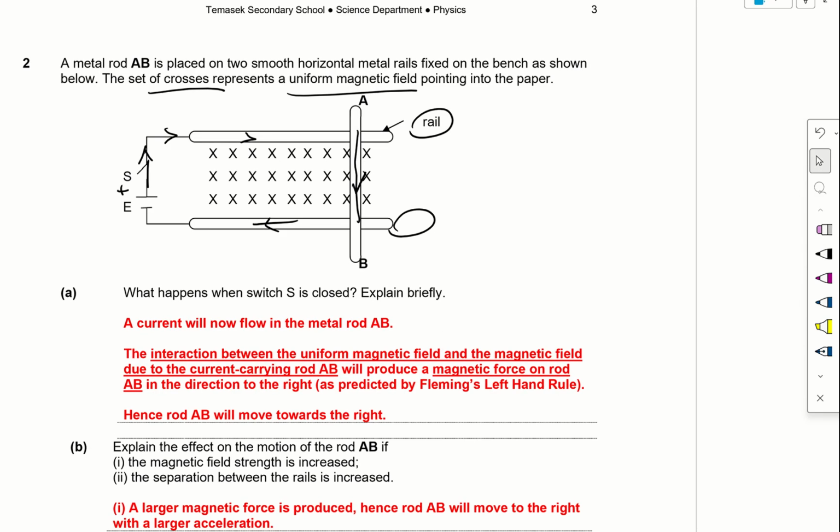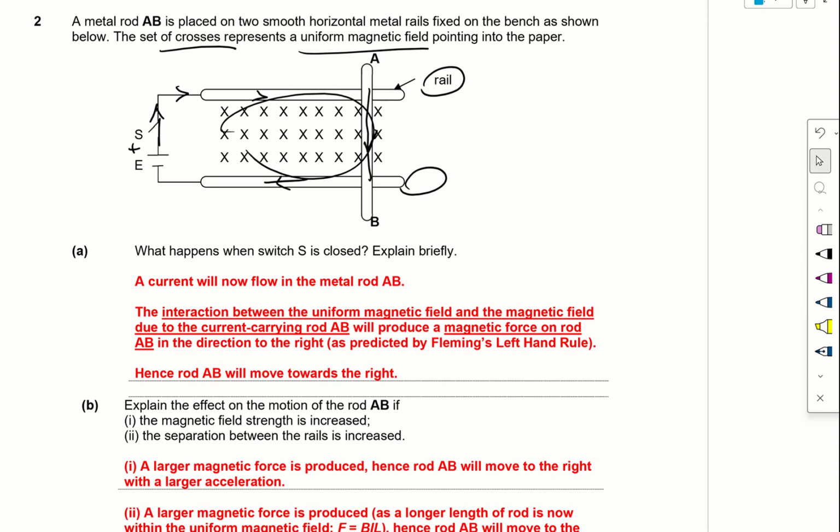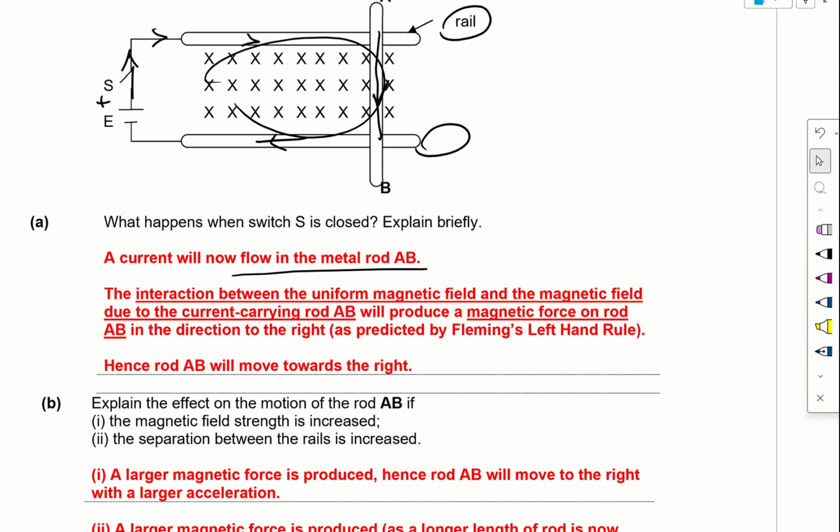Okay, so now we have a current flow, and when current flows, it will produce a magnetic field. In the presence of an external magnetic field, there will be a force. So the current will now flow in a metal rod AB. The interaction between the uniform magnetic field, which is the external magnetic field, and the magnetic field due to the current-carrying rod AB will produce a magnetic force on rod AB. The reason why there's a force is due to the interaction of the magnetic fields.